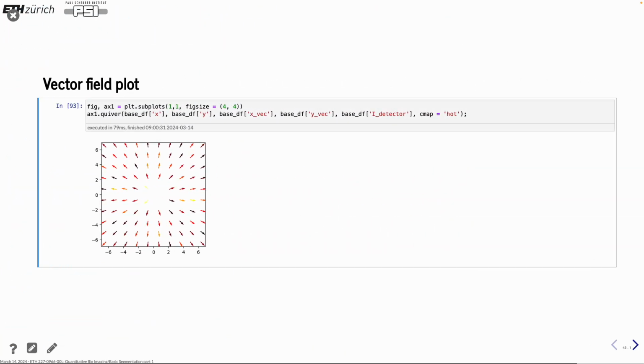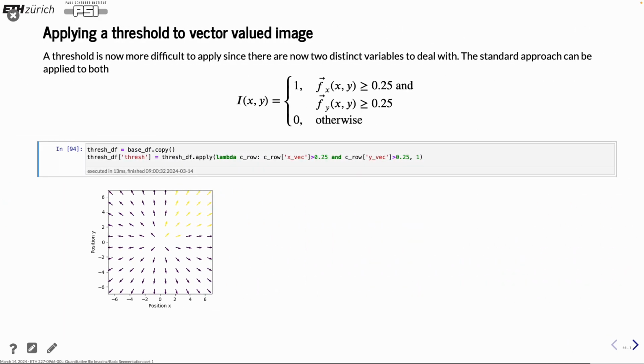Then we can plot it as a vector field. So here is a quiver plot where you can see all arrows are pointing outwards. And now from this, we want to segment a certain direction. So for example, when x and y are greater than 0.25. And when we segment that, you can see here that the yellow region is what we segmented. So you can actually segment on each individual point, individual vector, but mostly it's a combination of the two that brings you to the answer.